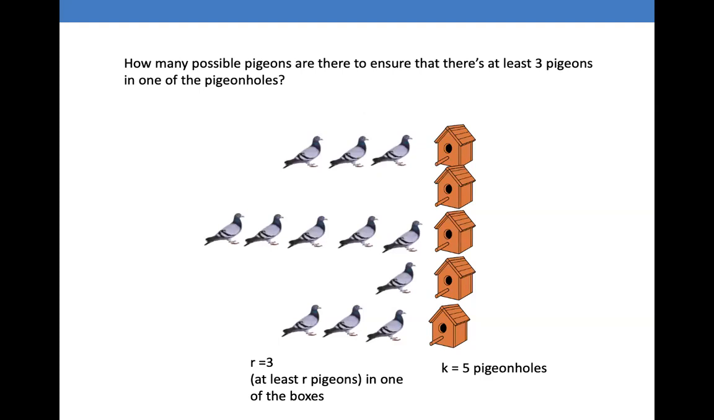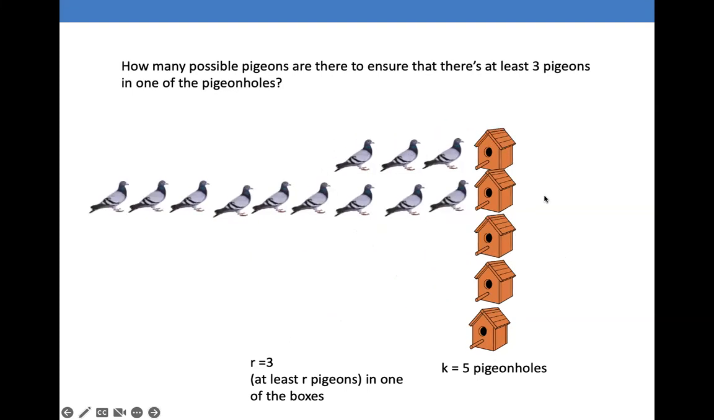How many possible pigeons are there to ensure that there are at least 3 pigeons in one of the pigeonholes? For example, how can we ensure that this pigeonhole can have at least 3 pigeons? Just at least one of these pigeonholes should have at least 3 pigeons. Or maybe we can have a different placement. This also satisfies the restriction that at least one pigeonhole has at least 3 pigeons. Anyway, let's have an example.